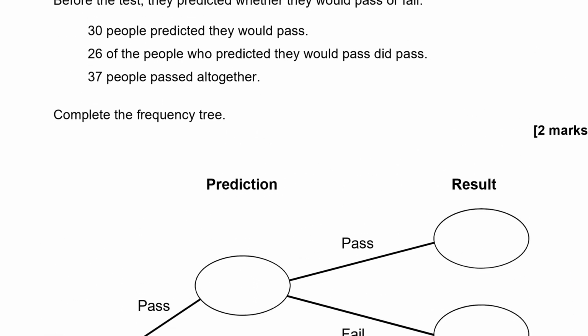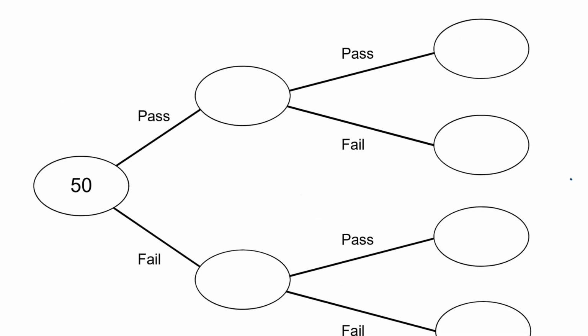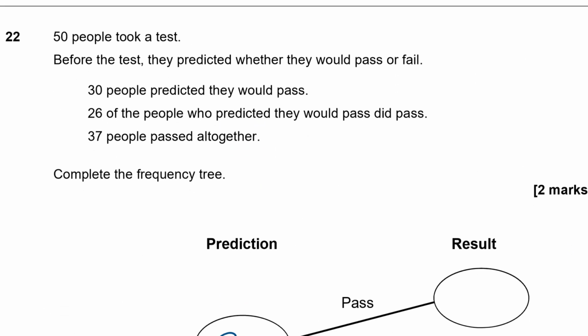Right, so 30 people predicted they would pass. So prediction, 30 people predicted they would pass, so 30 goes here. So if there's 50 altogether, then in the fail box it's going to be 50 subtract 30, isn't it? Going to be 20 people in there. So 30 people predicted they would pass and 20 predicted they would fail. Okay, so I've dealt with that first line there.